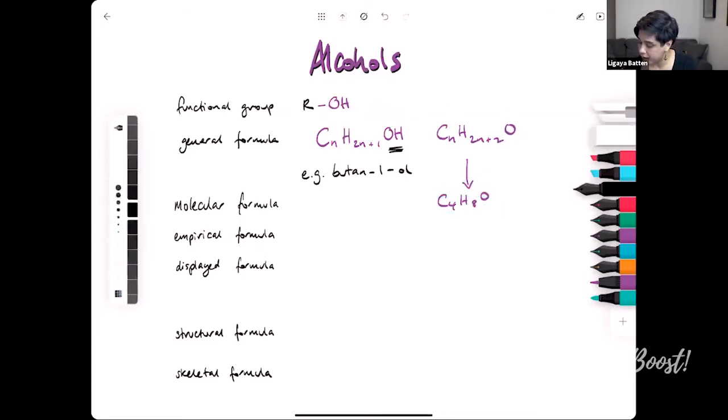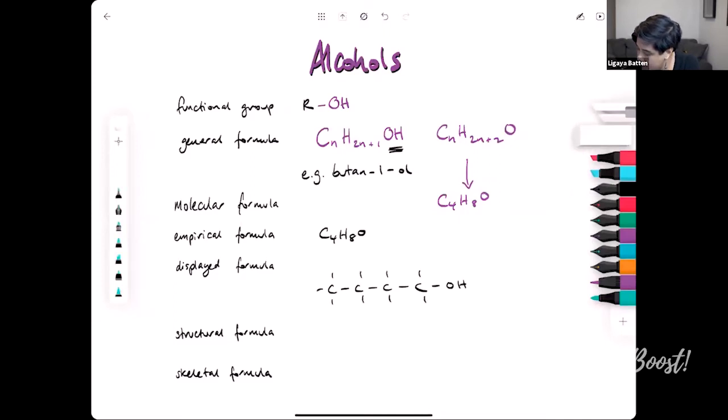Okay, then the empirical formula would actually be the same, C4H8O, because we only have 1 oxygen, so we can't divide the other numbers by anything to get a simpler ratio. This is the simplest ratio already. The displayed formula then will be similar to what we had for the alkane, but instead of the H at the end, we have an OH.